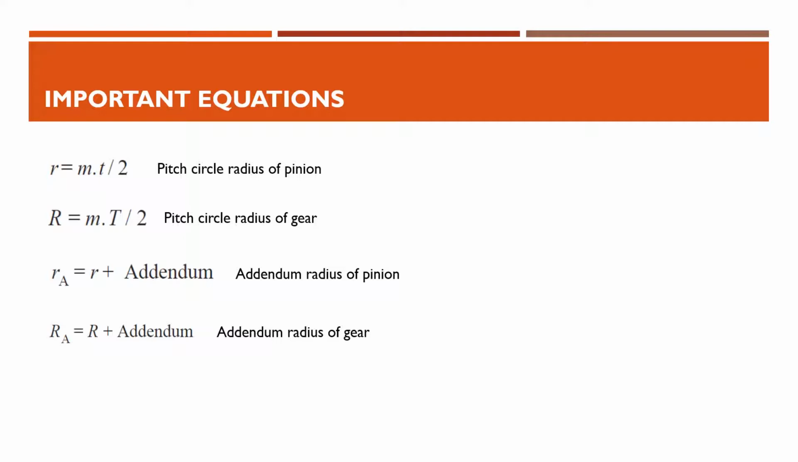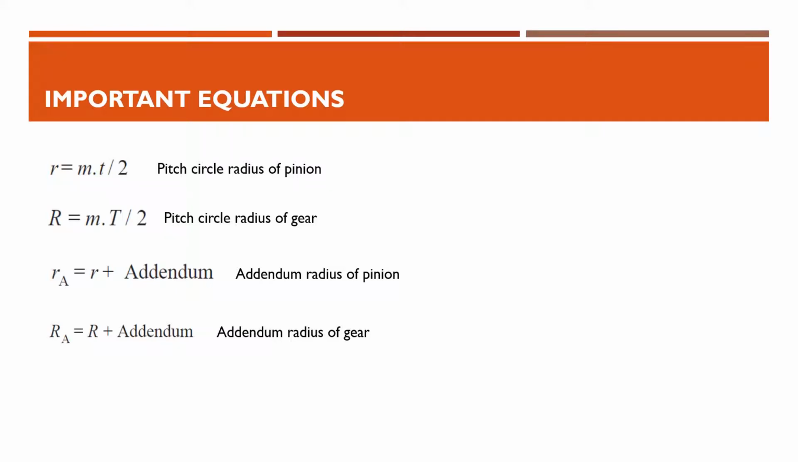Pinion is notated by small letters and gear is notated by capital letters. That is why small r is the pitch circle radius of the pinion, and capital R is the pitch circle radius of the gear. So, small r is equal to m into t divided by 2. The basic equation is the module is equal to diameter divided by number of teeth. So, radius is equal to m into t by 2. This is the basic equation.